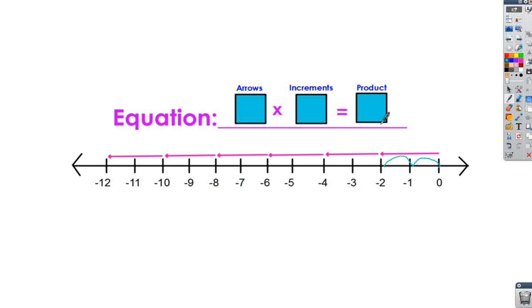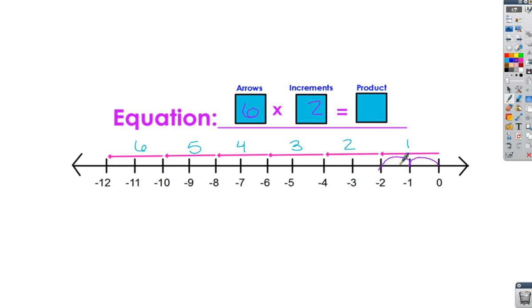So let's count up the number of arrows we have on this model. So we have 1, 2, 3, 4, 5, 6. So our number of arrows is 6, and we're going to write that in our box. So we have 6. And now we need to count our increments. So the distance or the number of spaces our 0 is, or our arrow is. So we have 1, 2. So our increment is 2.